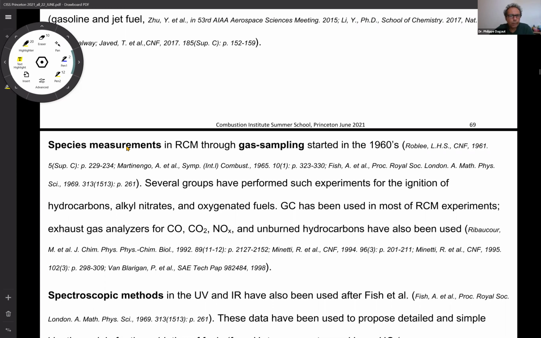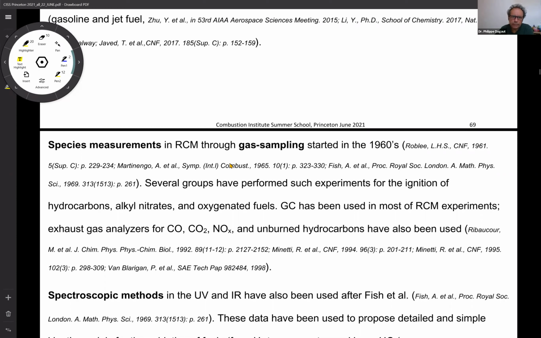So there is a relatively large set of data in the literature. And more recently, Margaret Wooldridge, at Michigan University, also developed a rapid combustion machine where they take samples and get concentration profiles according to operating conditions.